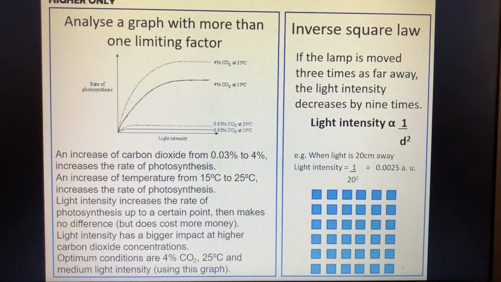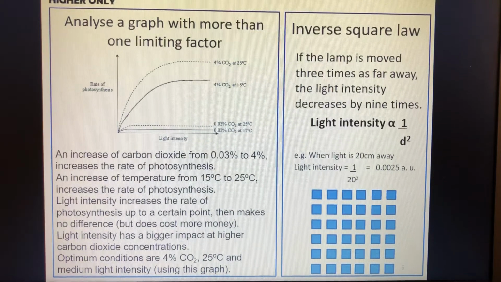Now, this bit is for higher only, so this will help Sarah's group. My group, we haven't learnt this, but basically what we're looking at here is a little bit difficult to get your head around. We'll just focus on the left-hand side for now. It's analysing a graph with lots of limiting factors.